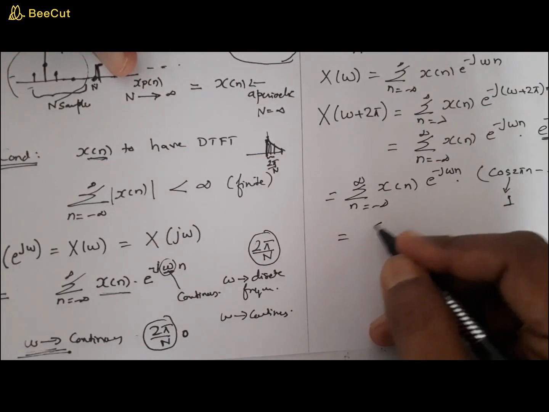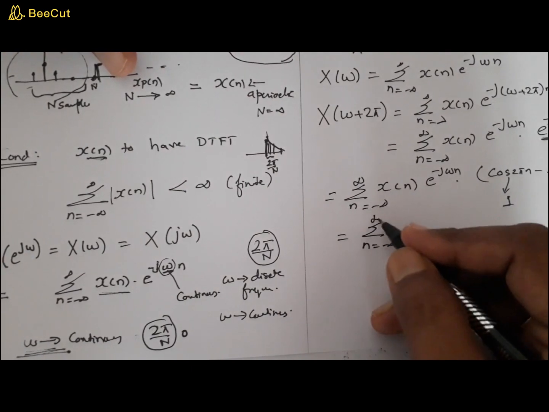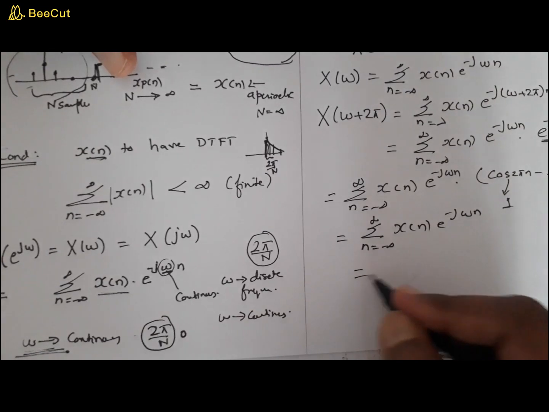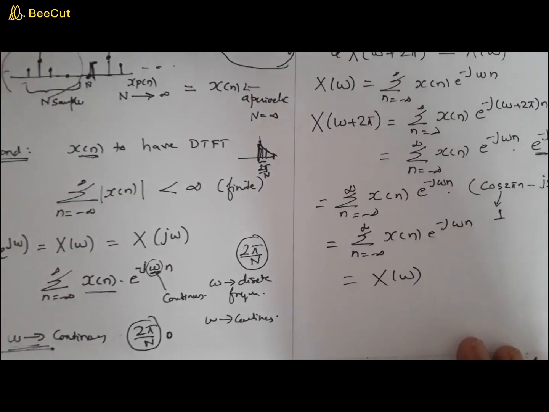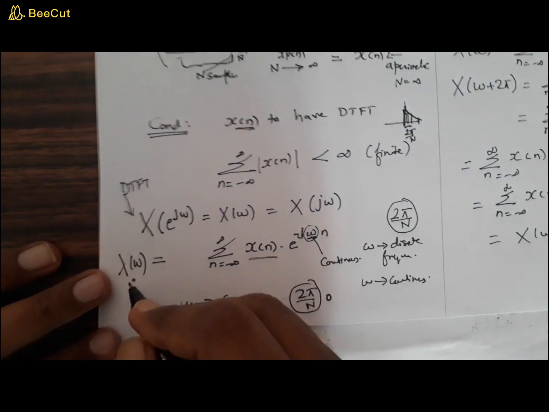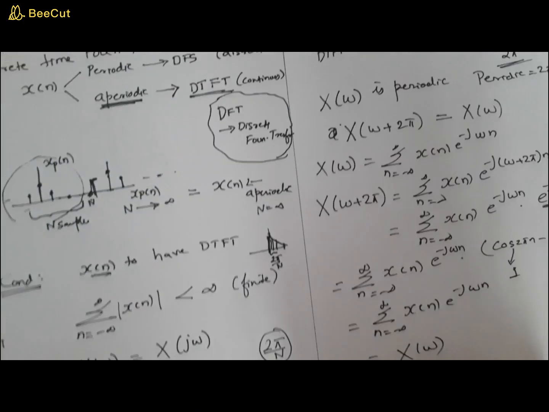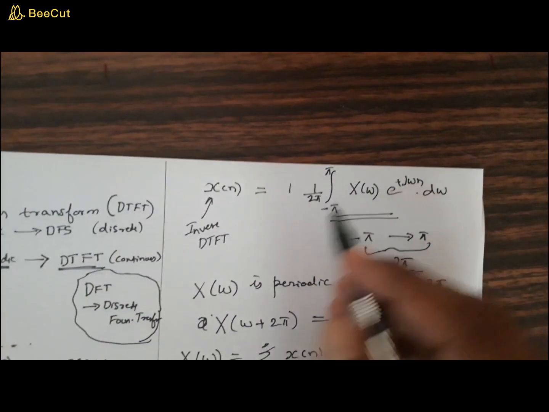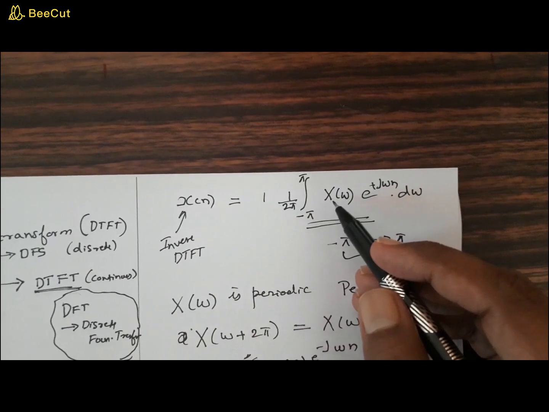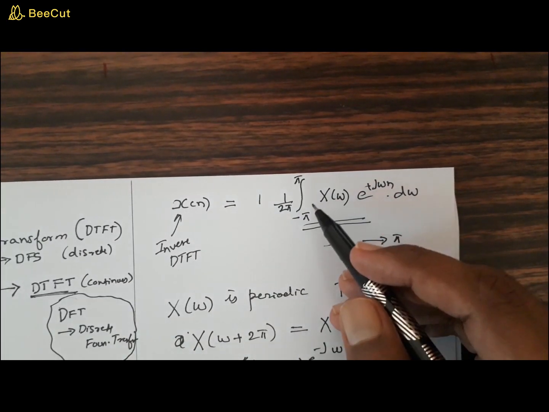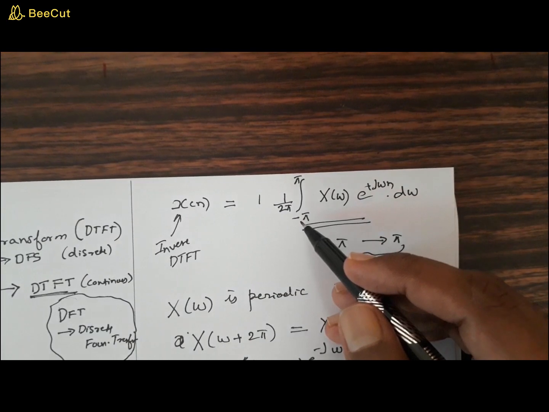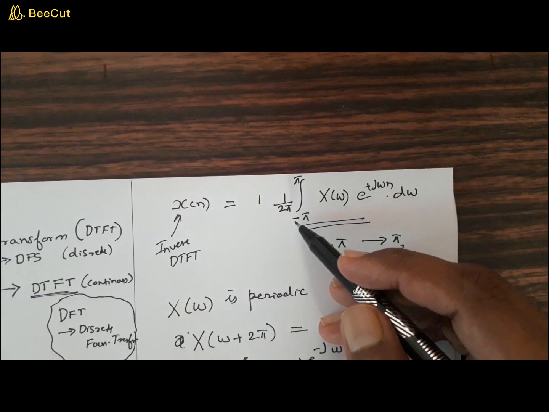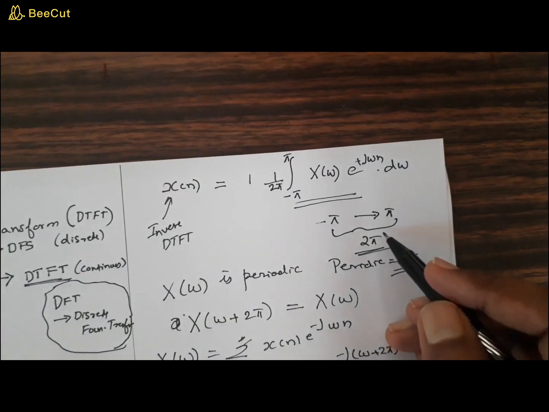That means this results in sigma n equals minus infinity to plus infinity x of n e raised to minus j omega n. What is this? This is x of omega itself. So we have proved that this DTFT is periodic with a period 2 pi, and because of that reason, when we find the inverse DTFT, we integrate x of omega along its period. The total span has to be 2 pi, that is minus pi to plus pi.